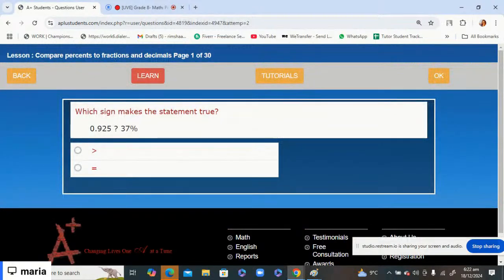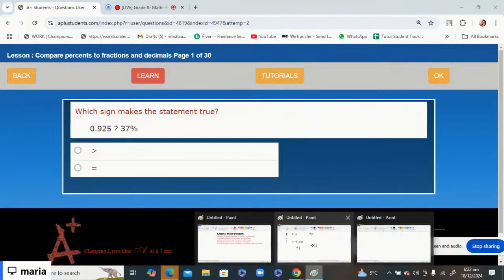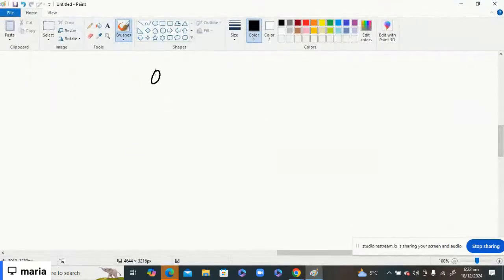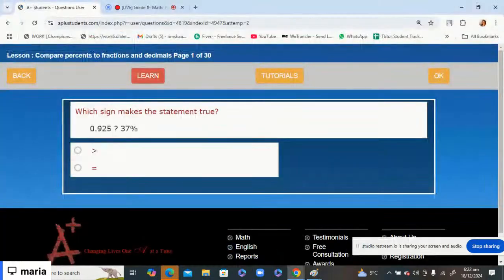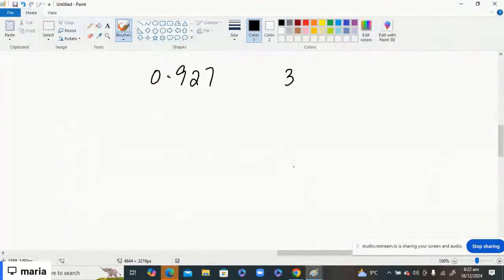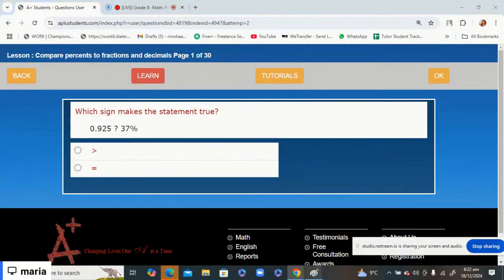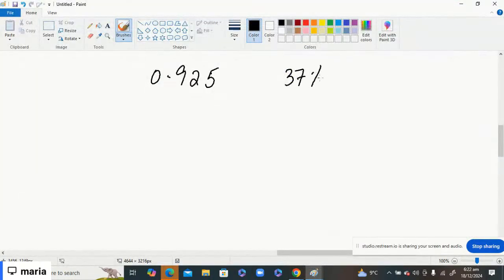Which sign makes the statement true, 0.925 or 37%? Let's check. 0.925 or 37%. We are converting this decimal into the percentage because this is already in the percentage. How to convert it? By multiplying with 100. Okay, 37% still the same.